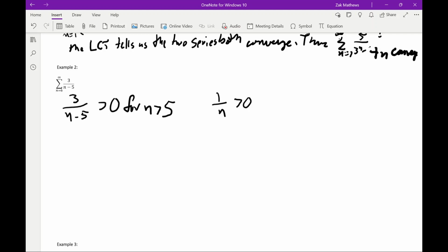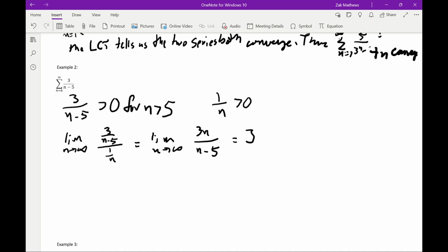So now I'm going to go ahead and apply the limit. The limit as n goes to infinity of 3 over n minus 5, over 1 over n, gives us the limit as n goes to infinity of 3n over n minus 5. I'm just multiplying by the reciprocal here. And so again, if you want to use L'Hopital's rule, you can do that, or you can divide by the n. There's a number of ways to get this limit. We're going to get the limit value of 3. And same as the last example, because we're getting a limit value between 0 and infinity, that tells us the two series are doing the same thing.